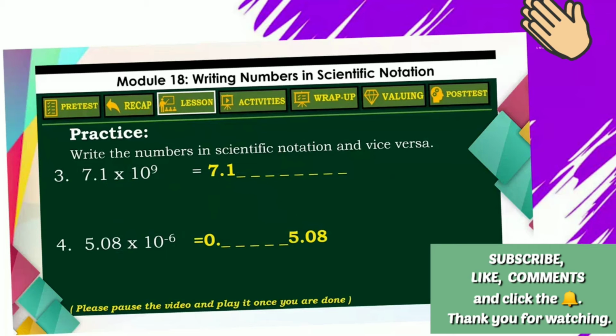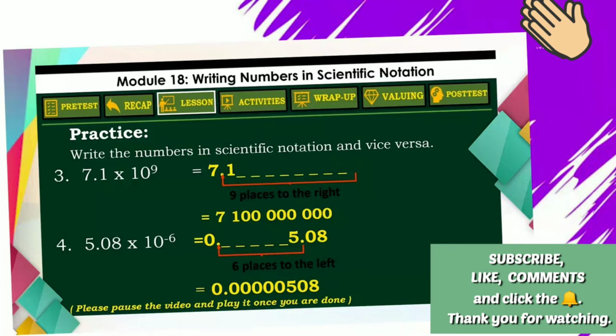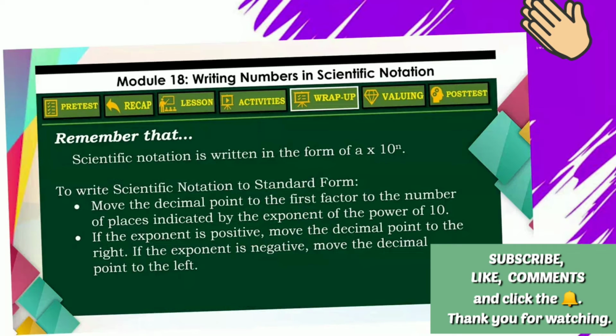For number 3, we have to move the decimal point 9 places to the right, which is equal to 7,100,000,000. And for number 4, we are going to move the decimal point 6 places to the left, which is equal to 508 millions. Remember that scientific notation is written in the form of a times 10 to the n power.